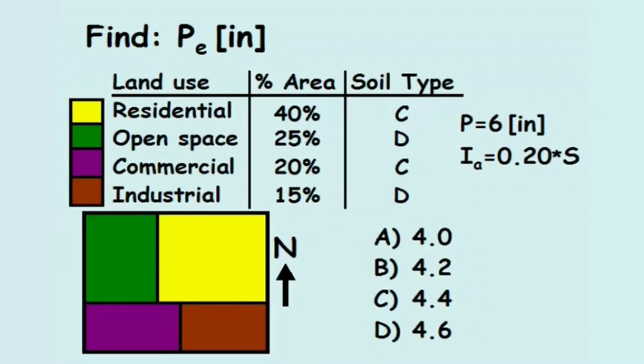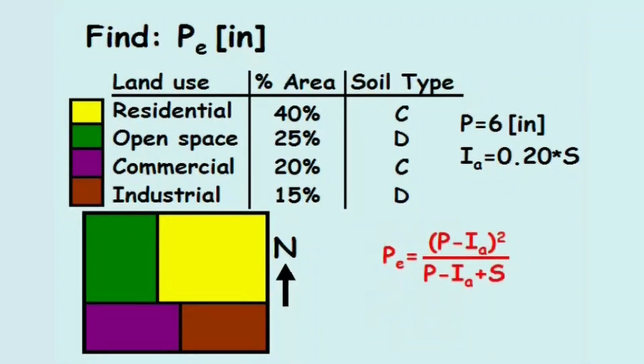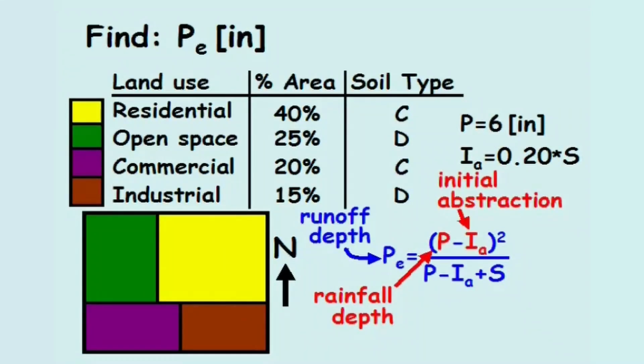The SCS rainfall runoff equation for excess precipitation is: the excess precipitation equals the quantity the total rainfall depth minus the initial abstraction squared, divided by the rainfall depth minus the initial abstraction plus the maximum retention. The problem statement provides the rainfall depth as P equals 6 inches and the initial abstraction as 0.20 times the maximum retention.